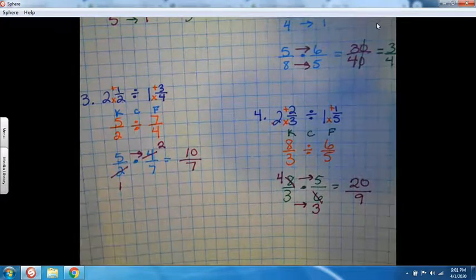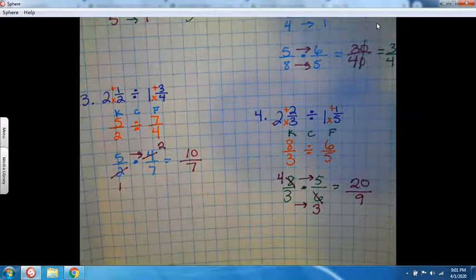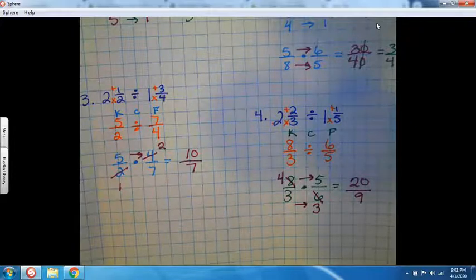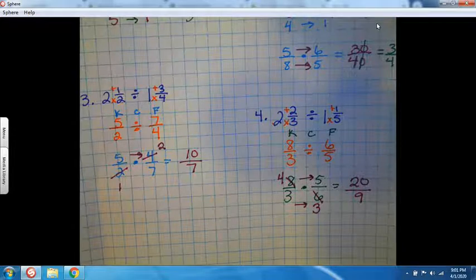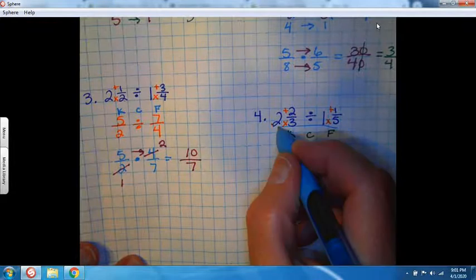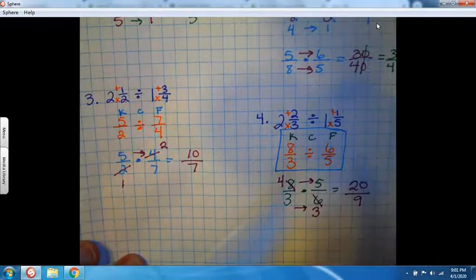So, first 4 problems are done. This is not a difficult concept. That leaves you guys with 6 problems to do. Watch the video a couple of times, but this is the same as multiplying. The only thing that's different, the only step that is different is the keep, change, flip. This step right here is the only thing that's different.